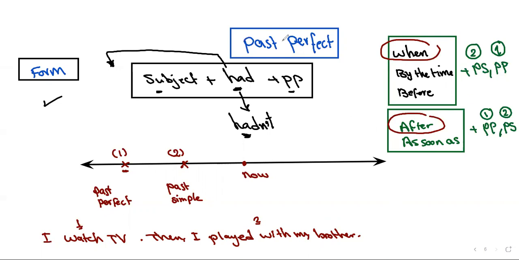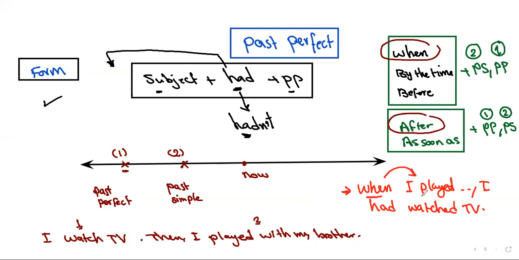Now look at this. I can say, when I played with my brother, I had watched TV. So this is the first example, and it's of course for when. The when is followed by past simple, and the other part of the sentence is in the past perfect, as you can see in this example. When I played with my brother, I had watched TV.